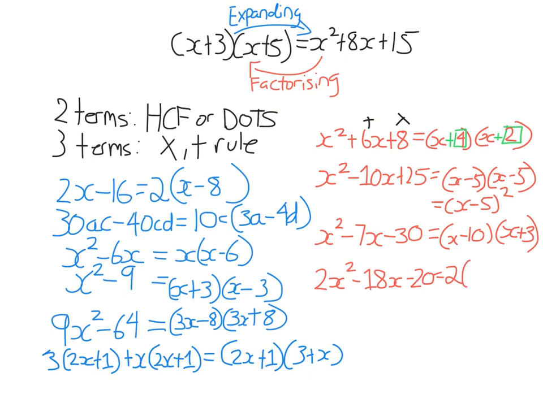So if I divide everything by 2, 2x squared divided by 2 is x squared. I say, what do I times by 2 to get negative 18x? Well, it's minus 9x. And then what do I times by 2 to get negative 20? Well, that's negative 10. So I've taken out the common factor. Now I can factorize this expression here using the methods I was just using. So I leave the 2 alone, 2 brackets with an x. I want to find 2 numbers that multiply to negative 10 and add to negative 9. So they would be negative 10 and positive 1. And then I'm done. I've fully factorized.